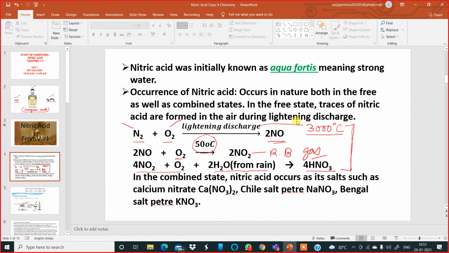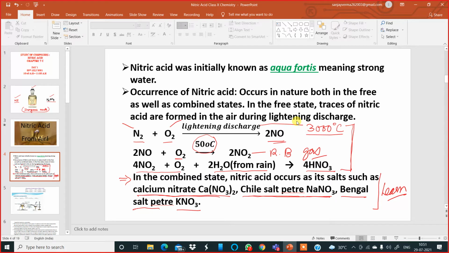Now, moving further to the next point. In the combined state, nitric acid occurs in the form of its salts, such as calcium nitrate. Remember this, calcium nitrate. Sodium nitrate is called Chile saltpeter, and Bengal saltpeter is potassium nitrate. So you must learn this. In the combined state, nitric acid is present in its salts. You better learn these three salts, their nicknames as well as the chemical names.